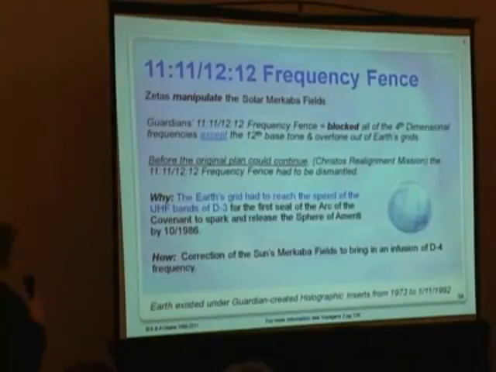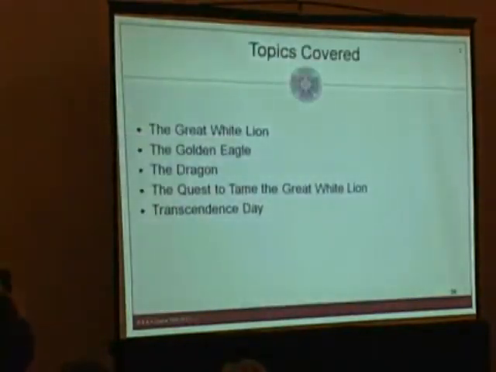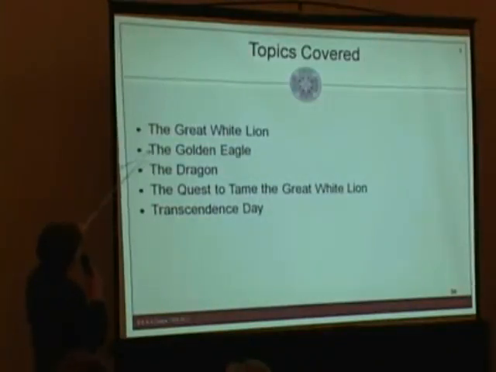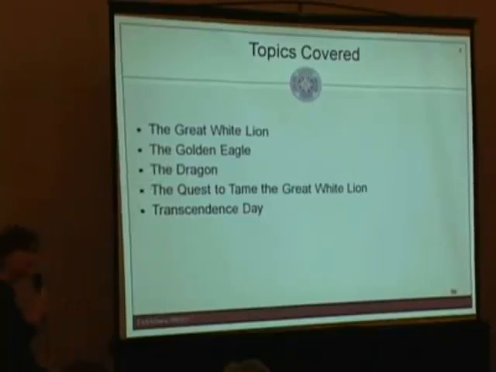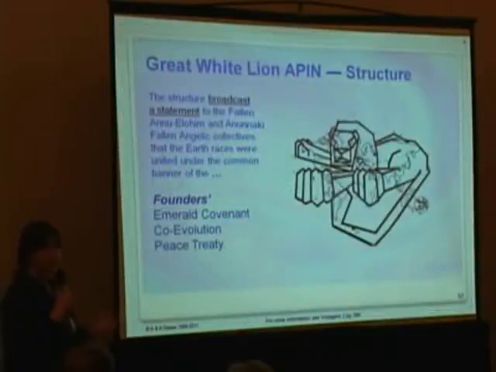That was around the time of the harmonic convergence? Right before, yeah. So now we're going to do the Great White Lion. We're going to learn a little bit more about the Golden Eagle and the Great White Lion, the Dragon Apin system, the quest to tame the Great White Lion, and Transcendence Day. So now we're going to learn a little bit about the structure and the design of the Apin systems.